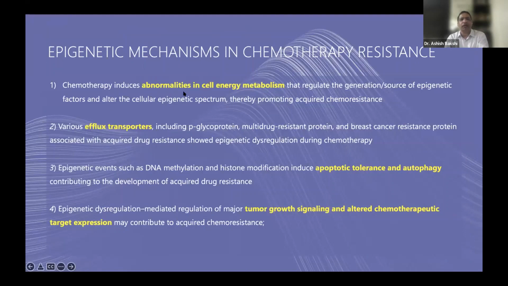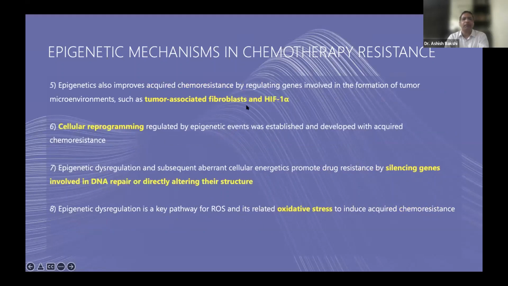Now, also the epigenetic machinery is involved in the development of chemotherapy resistance, because when the patients are receiving chemotherapy, there are a lot of abnormalities in cell energy metabolism. Then P-glycoprotein efflux pumps and all that machinery is also deregulated. Then DNA methylation and histone modification results in apoptotic tolerance and autophagy. Then increased tumor cell signaling and so many other abnormalities happen. There are alterations in the fibroblast, hypoxia and defect factor, and so on. So in short, a lot of epigenetic mechanisms are responsible for the development of resistance to chemotherapy.